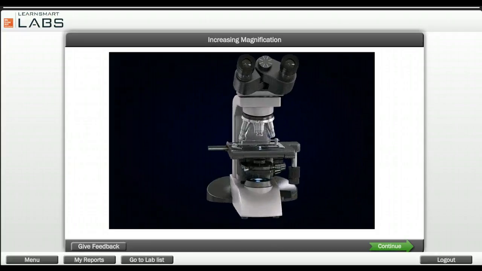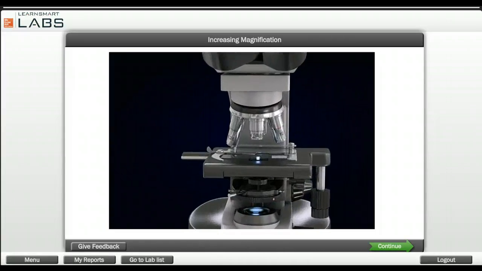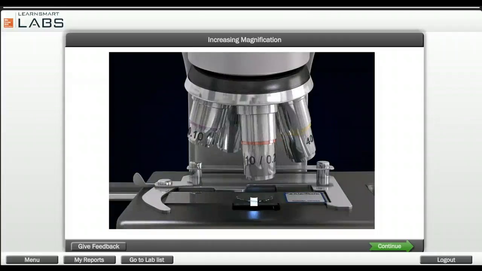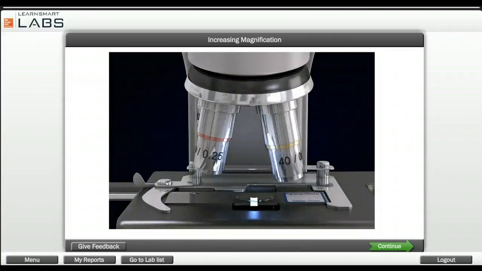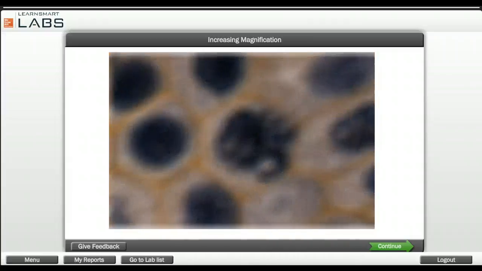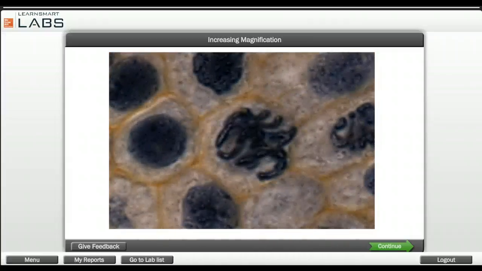When you have identified a region of interest, you can increase the magnification to study that region in detail. Higher magnification is achieved by changing the objective lens. When changing the objective lens, it may be necessary to readjust the focus.